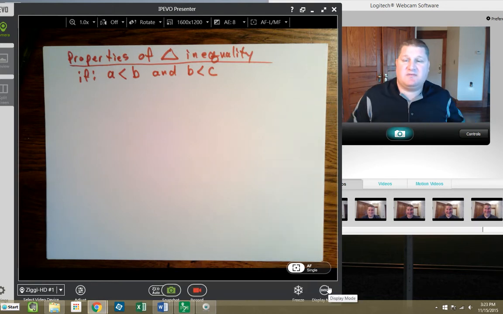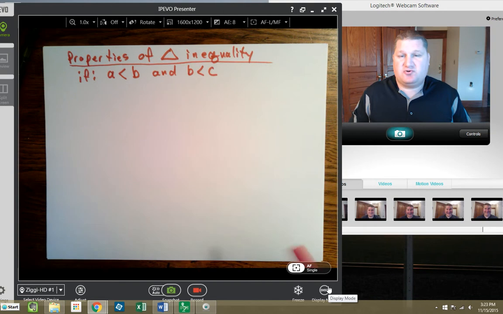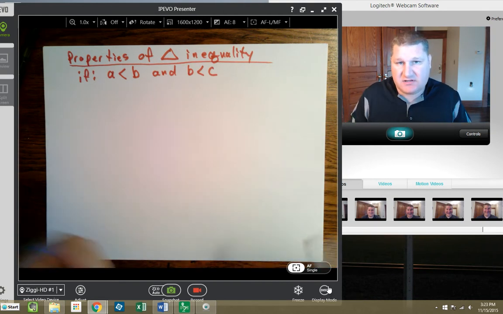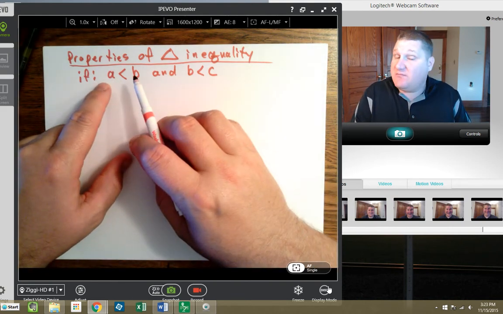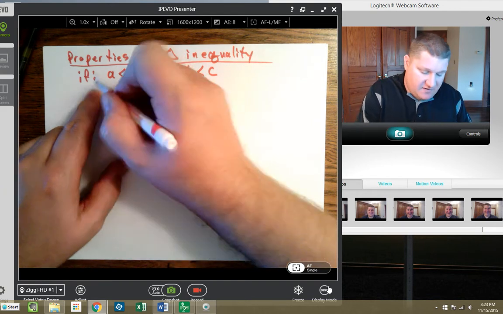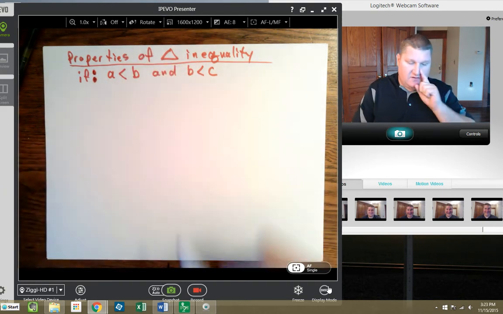Okay, ladies and gentlemen, let's take a very quick look at some triangle inequalities. Now, before we talk about triangle inequalities, let's talk about inequalities in general. First of all, if A is less than B, I don't know what A is, I don't know what B is, but I am given that A is less than B.